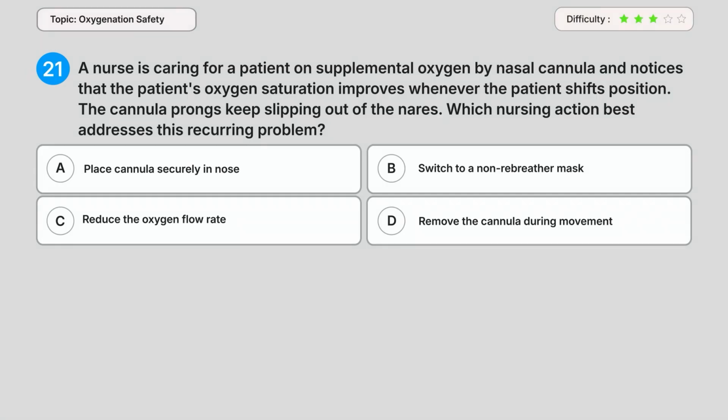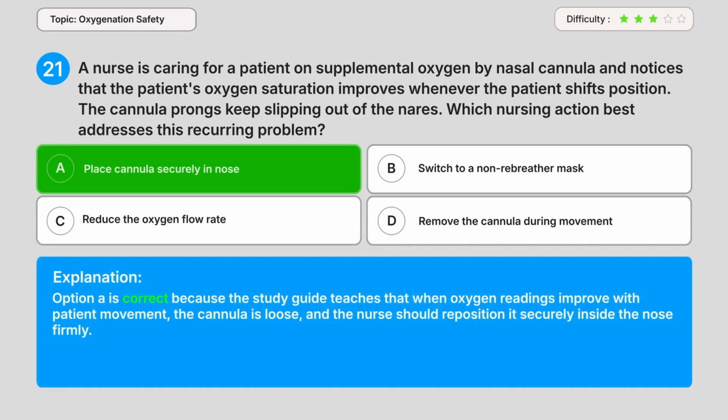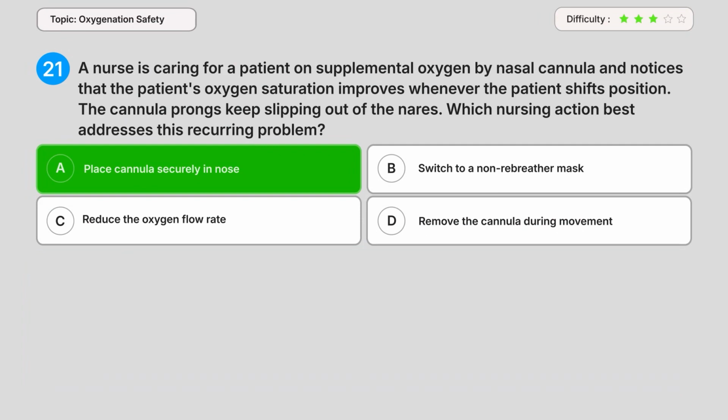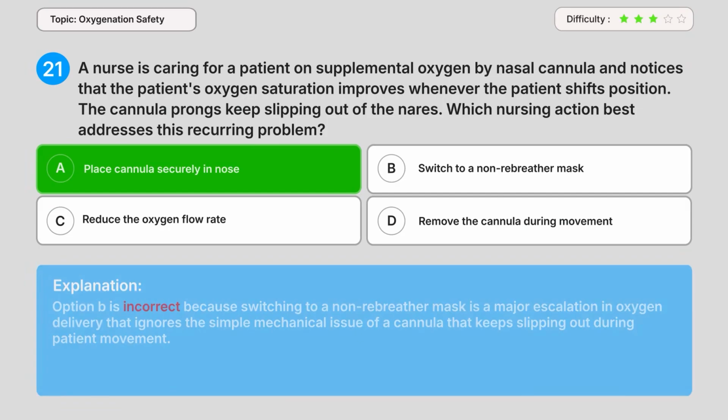Correct answer: A. Place cannula securely in nose. Option A is correct, because the study guide teaches that when oxygen readings improve with patient movement, the cannula is loose, and the nurse should reposition it securely inside the nose firmly. Option B is incorrect, because switching to a non-rebreather mask is a major escalation in oxygen delivery that ignores the simple mechanical issue of a cannula that keeps slipping out during patient movement.